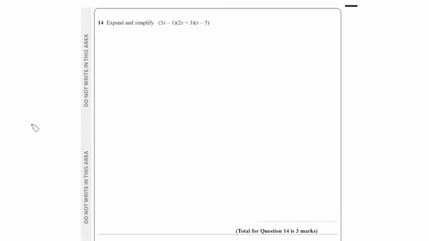Question 14, expand and simplify (3x minus 1)(2x plus 3)(x minus 5). So I like to expand the first 2 brackets first, and then we'll deal with the last one at the end. So (3x minus 1) multiplied by (2x plus 3). Expand that and simplify it as well. So 6x squared plus 9x minus 2x minus 3. And when I simplify that, I get 6x squared plus 7x minus 3.